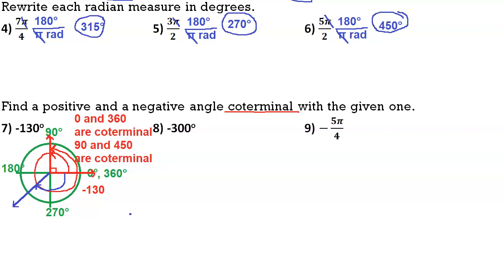So the way to get a positive coterminal angle would be you would have to turn around, go back to the beginning, and then go around positively back to that place. My drawing is getting a little bit messed up right now, but that's okay.